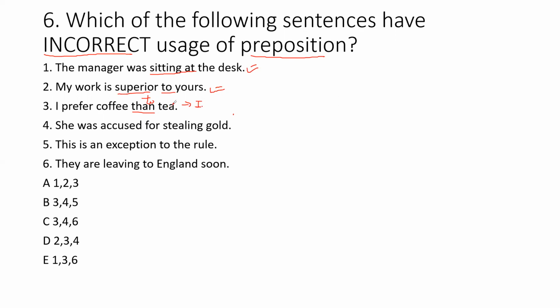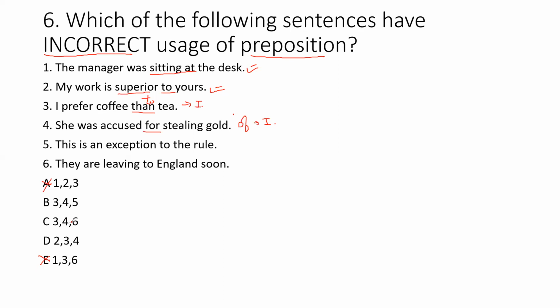Sentence 4. She was accused for stealing gold. Accused is always followed by of, not by for. So 4th is also incorrect. So if we look at 4th, option A goes out and option E goes out. We are still left with option B, C, D.